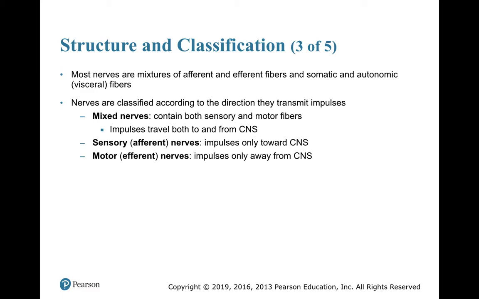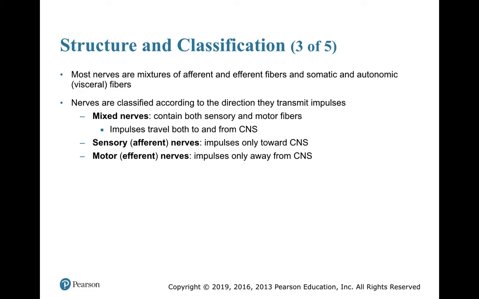So we can structurally classify them. Most nerves are going to be mixtures of afferent and efferent fibers. So they're going to have some axons sending information toward the central nervous system and some sending information away from the central nervous system. They're also going to be a combination of somatic and autonomic fibers. So we can classify them based on the direction they transmit impulses. And mixed nerves would have both sensory and motor fibers. They would be carrying information to and from the central nervous system.